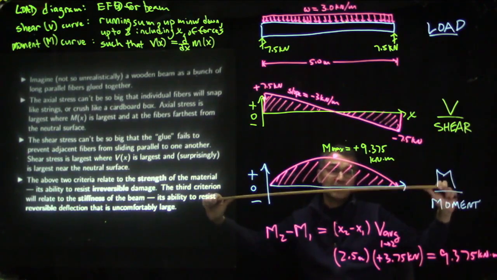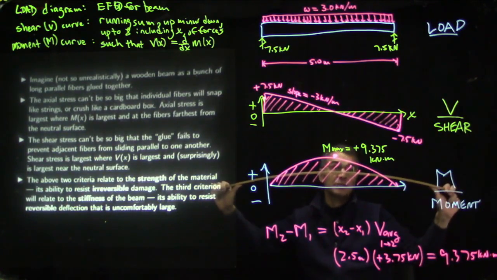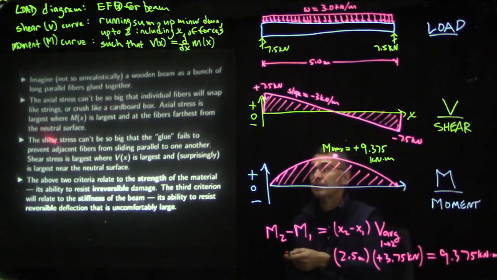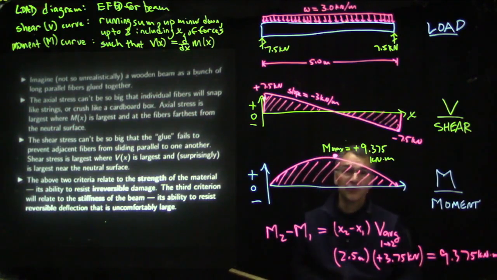And one way you can see that that makes sense is if you take this bent shape, the top is in tension and the bottom is in compression. Well, the very top is the part that's most stretched, and the very bottom is the part that's most squished. So it's the parts that are most stretched or most squished that experience the largest bending stress. So that bending stress, that axial stress of the fibers, also known as normal stress, is largest where this bending moment is largest, and it's largest at the fibers that are farthest from the neutral surface.